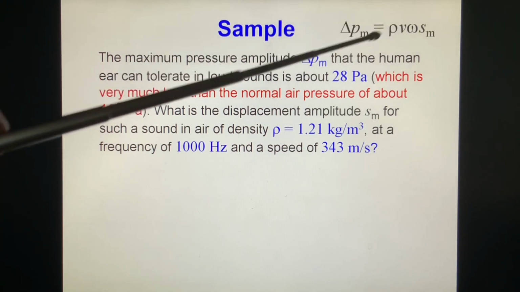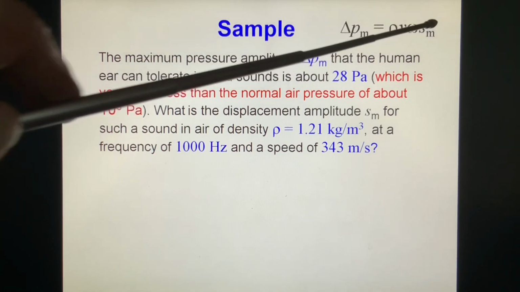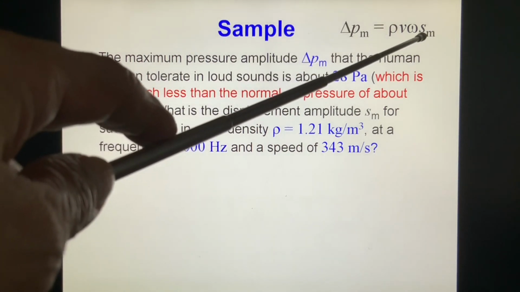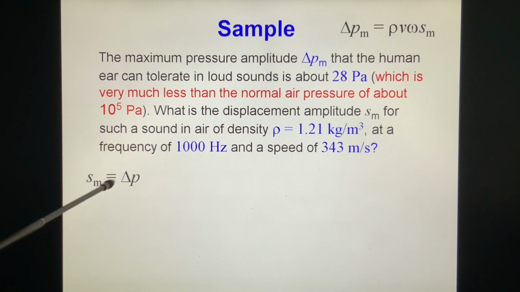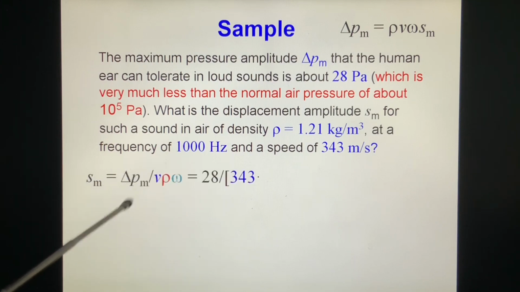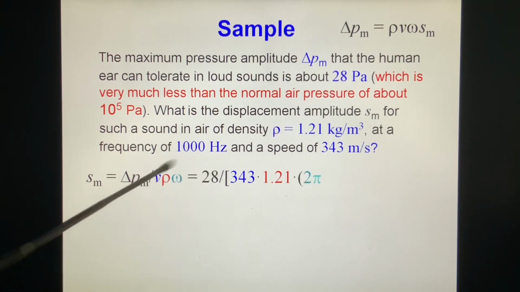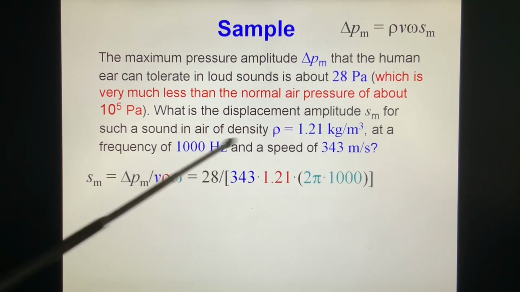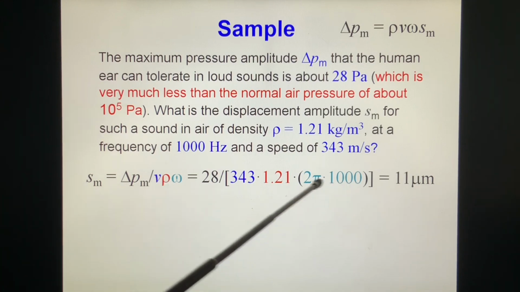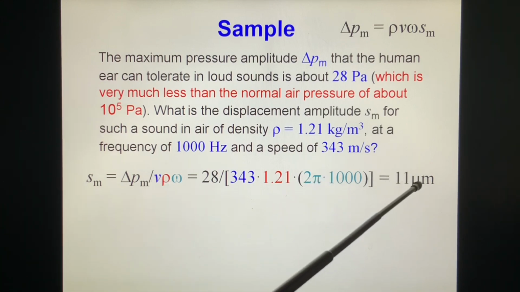We know delta P equals rho V omega Sm. What do we want to find? We will find Sm. So Sm equals delta P over rho V omega. Then we put in the numbers: delta P is 28, V is 343, rho is 1.21 kilogram per cubic meter, and omega is 1000 times 2 pi. You get 11 micrometer.